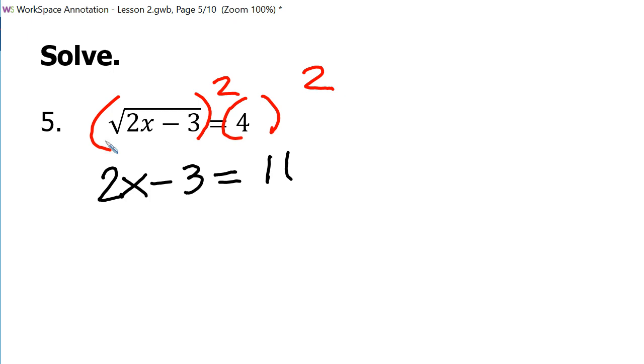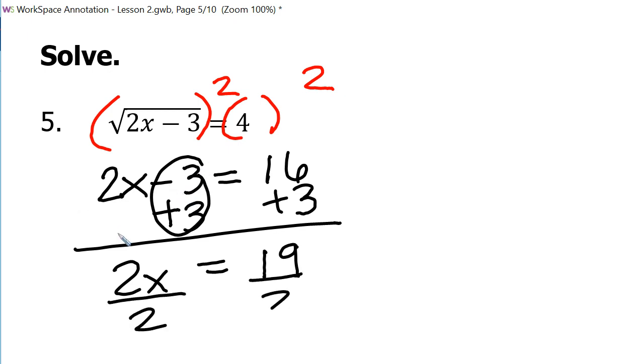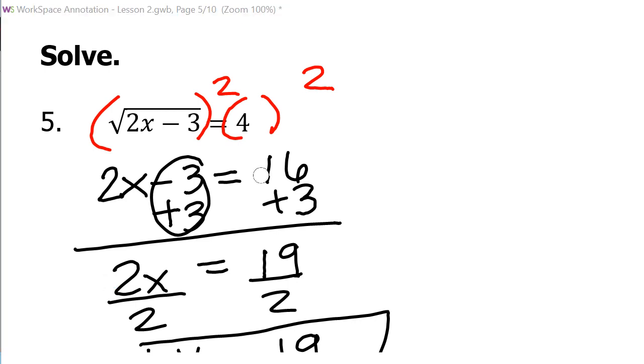Add 3 to both sides. Negative 3, positive 3 is my 0 pair, and 16 plus 3 is 19. Divide both sides by 2. We get x equals, you can leave it improper as 19 over 2. Or if you want to write it as a decimal, what's 19 divided by 2? 8.5. Yeah, 9.5, that's right.